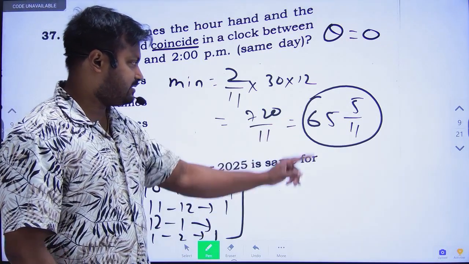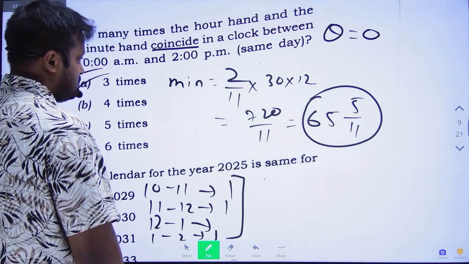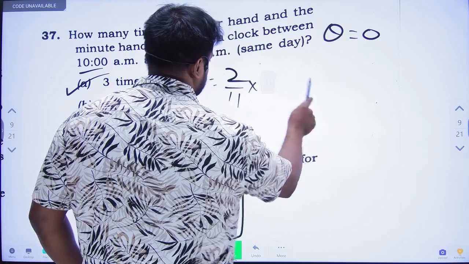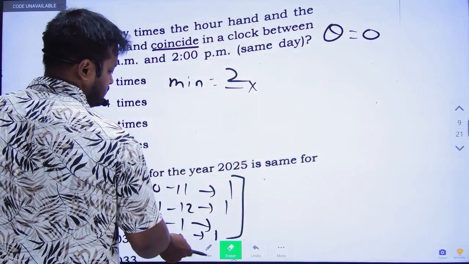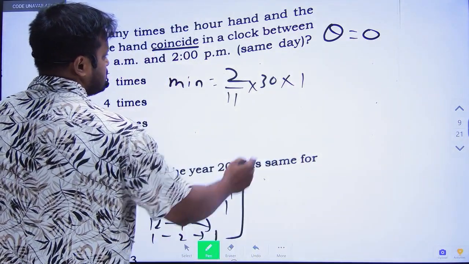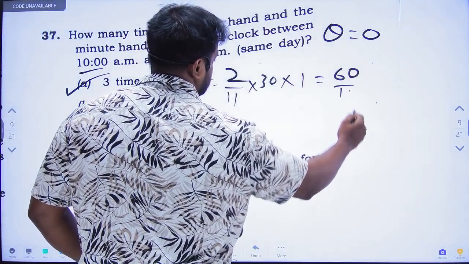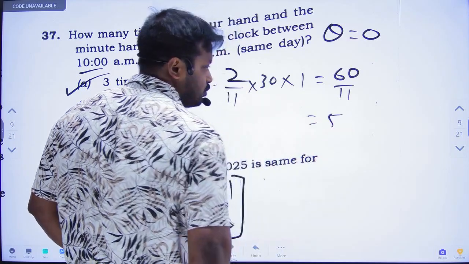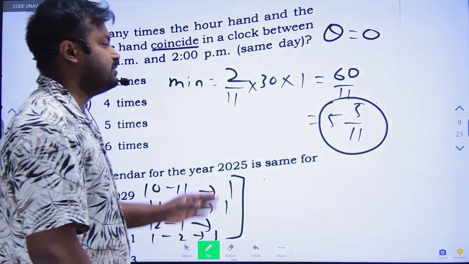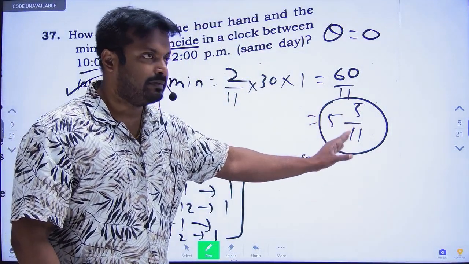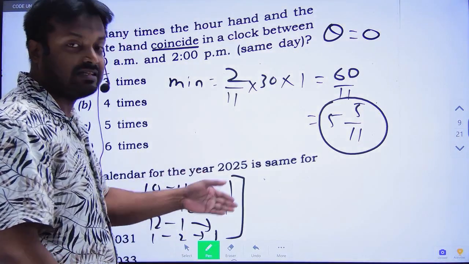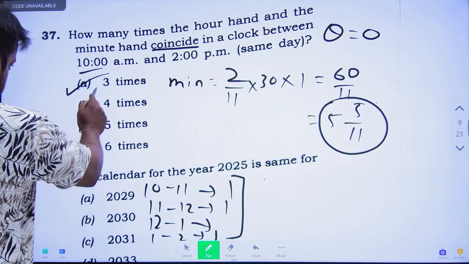From 1 to 2 at this time the hands will coincide. If you want to check, you can check at 1 also. See, 2 by 11, 30 into 1, so this is 60 by 11, which is 5 whole 5 by 11. That means 5 whole 5 by 11 minutes past 1 o'clock, which is the same as 65 whole 5 by 11 past 12. Fine, so this is 3 times.